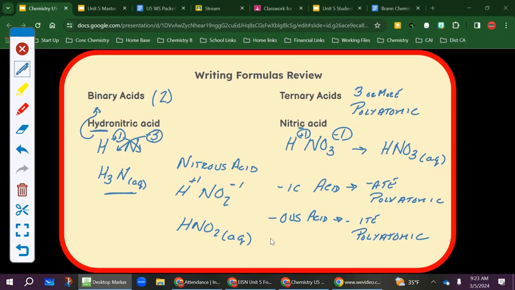By the way, I don't think I give you any, but we could go to hyponitrous acid, meaning we would lose 2 oxygens and be down to NO, same charge, still with hydrogen, it would just be HNO, aqueous. And you could have pernitric acid. Per means we have gained 1 oxygen to make it NO4, but it would still be HNO4 and aqueous. Questions?